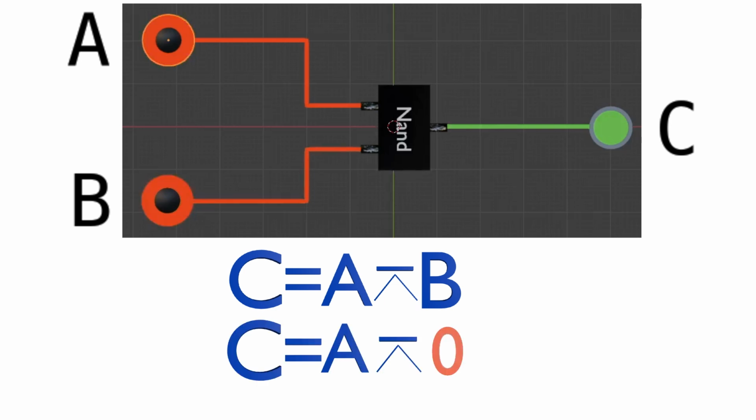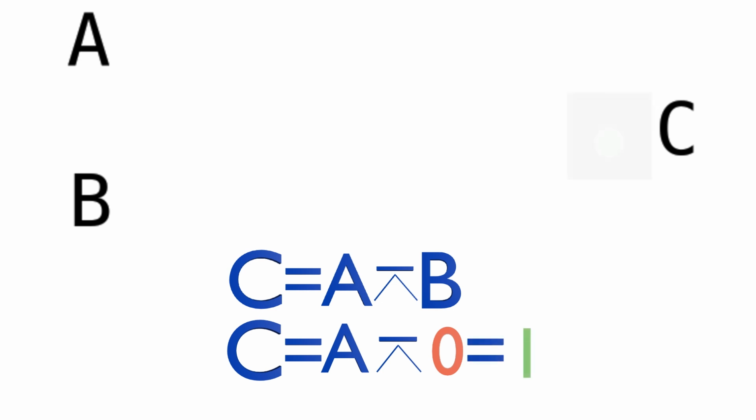If we now change the original equation so that we use 0 as B, we always get 1. These and many other calculation rules can be used to simplify circuits.